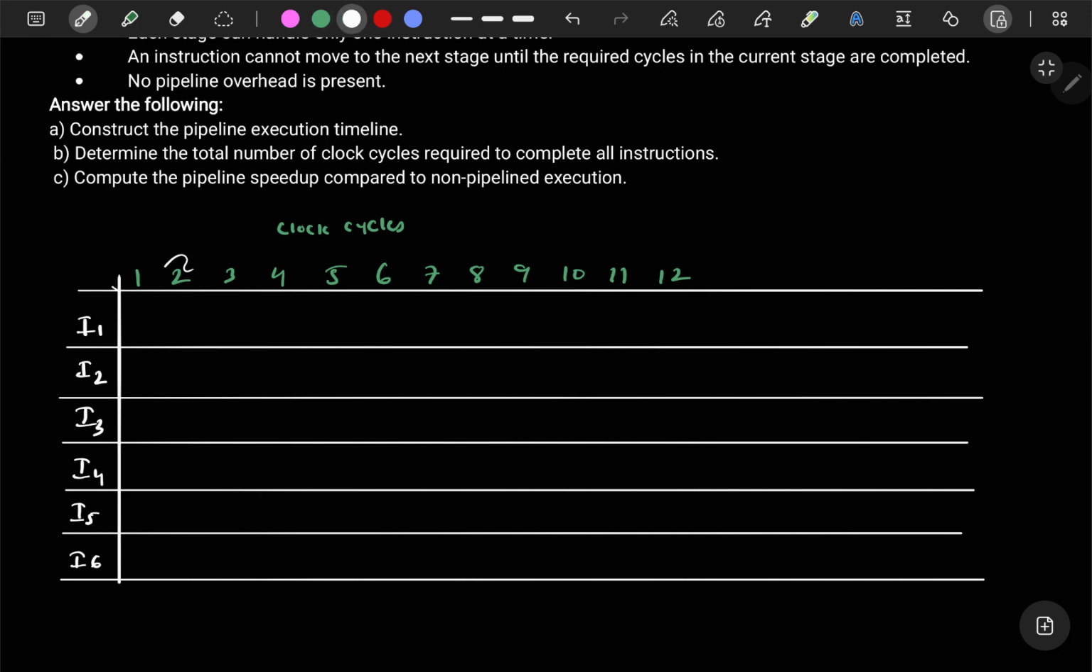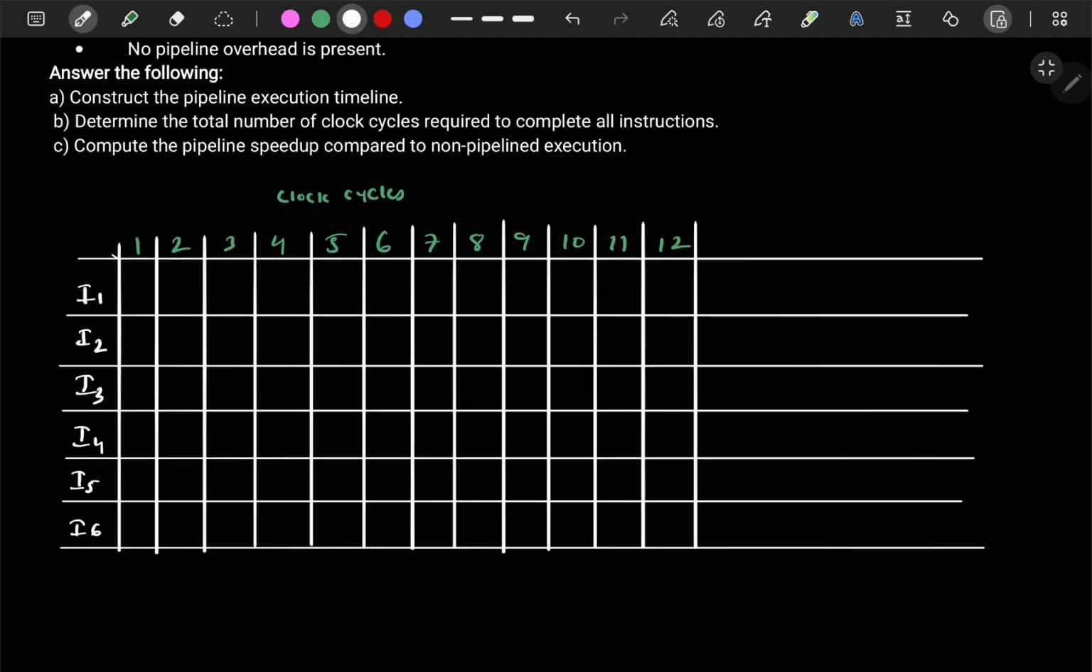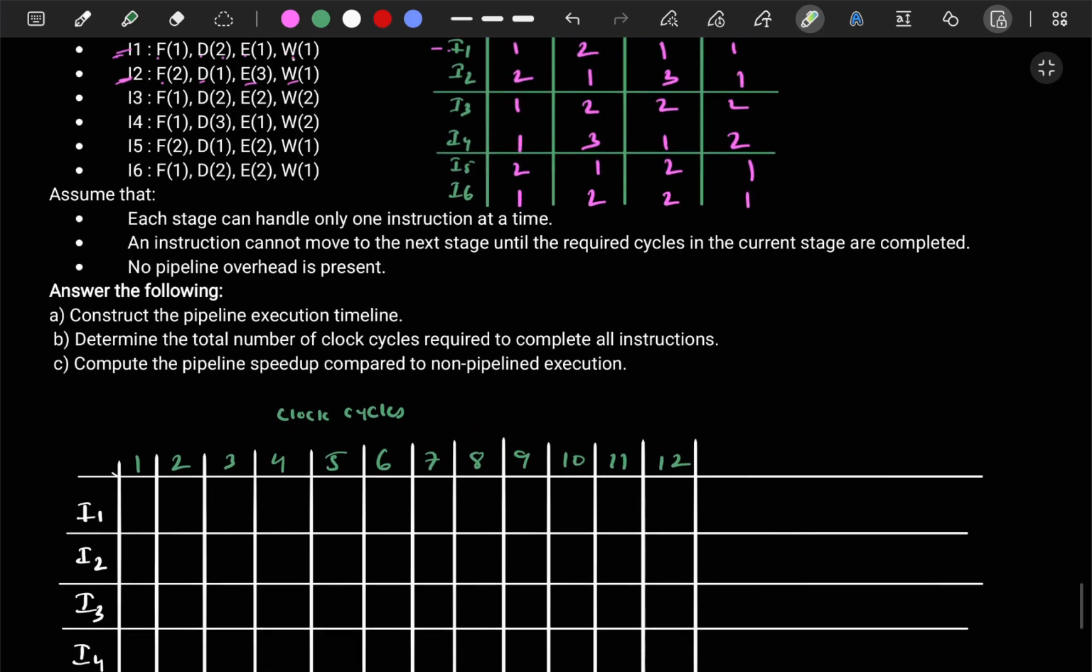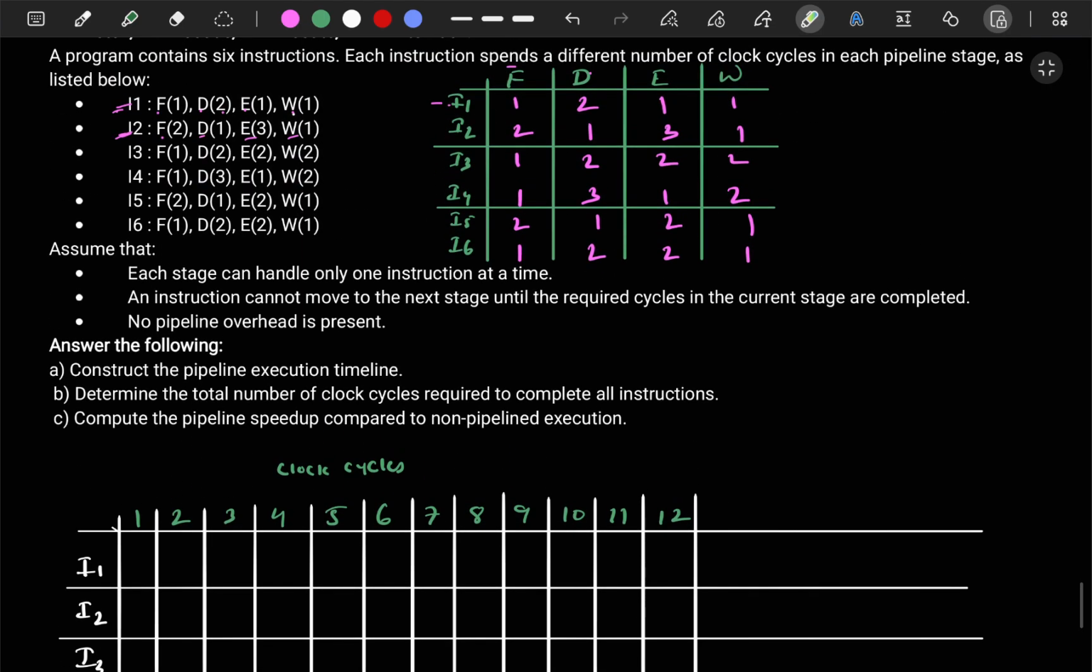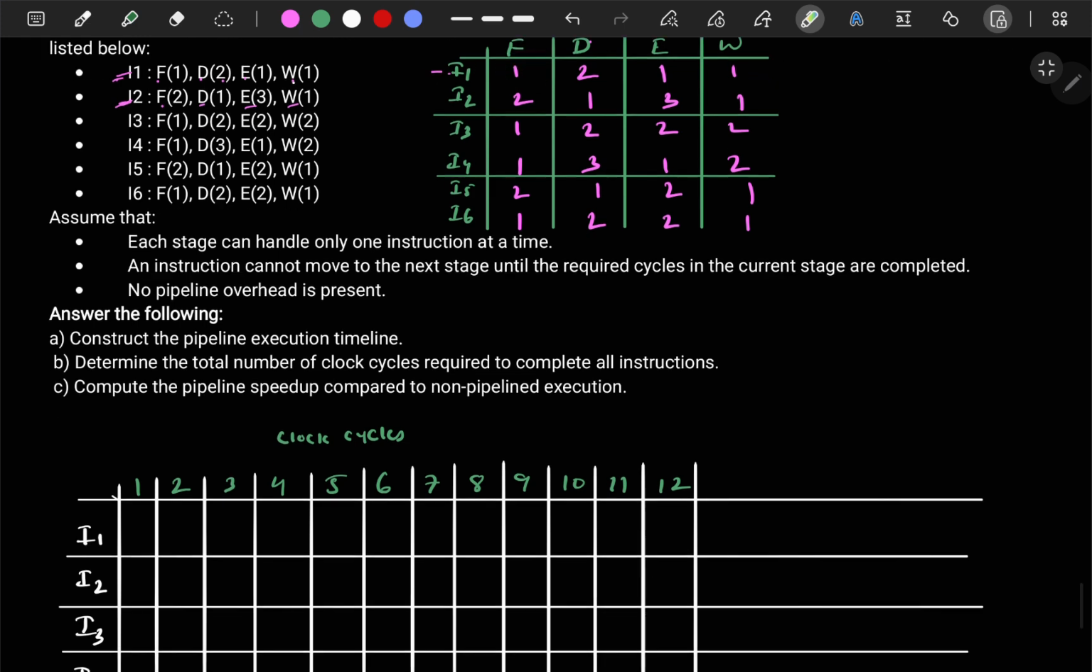Then make this column also. I will fill this, then I will explain again. So this is how you design the pipeline execution timeline diagram. You make this table, and after that you have to solve the problem. So go to this particular data. What is written here: instruction 1, the fetch stage is taking 1 cycle.